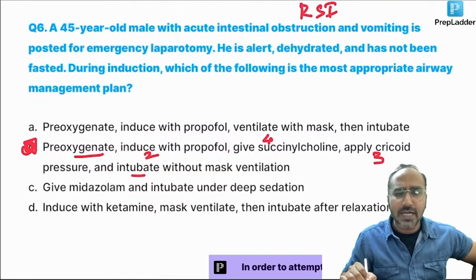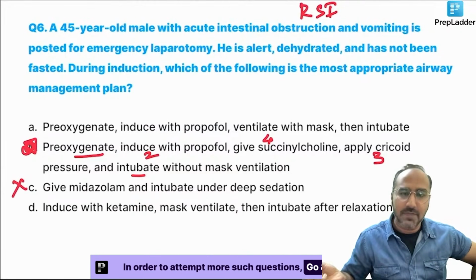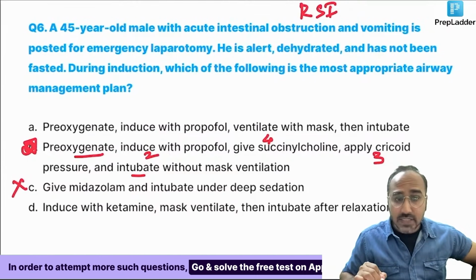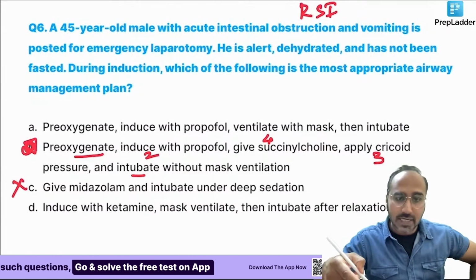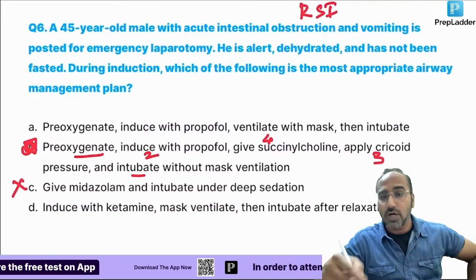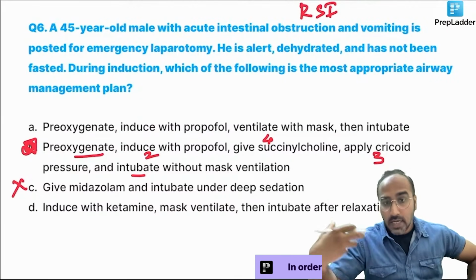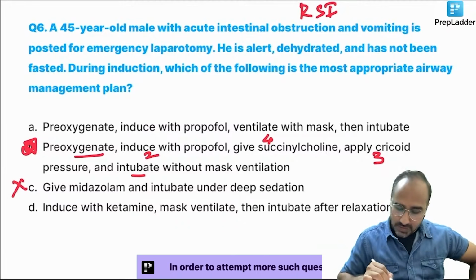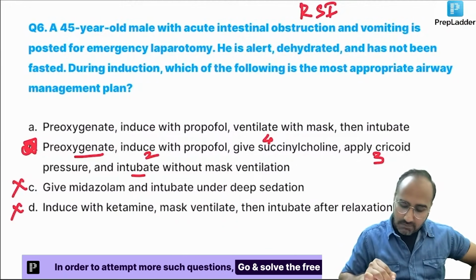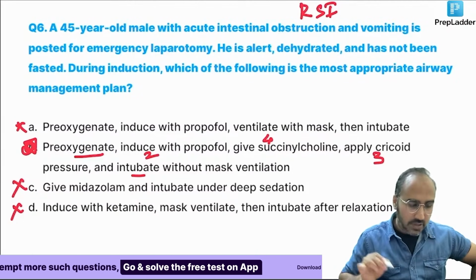Giving midazolam and intubating under deep sedation means he will be at risk of aspiration. Inducing with ketamine, yes, I can induce with ketamine, but again mask ventilation I cannot do, because when I do mask ventilation, the aspiration risk increases, so this cannot be done. Mask ventilation is again given in that option, so this cannot be done.